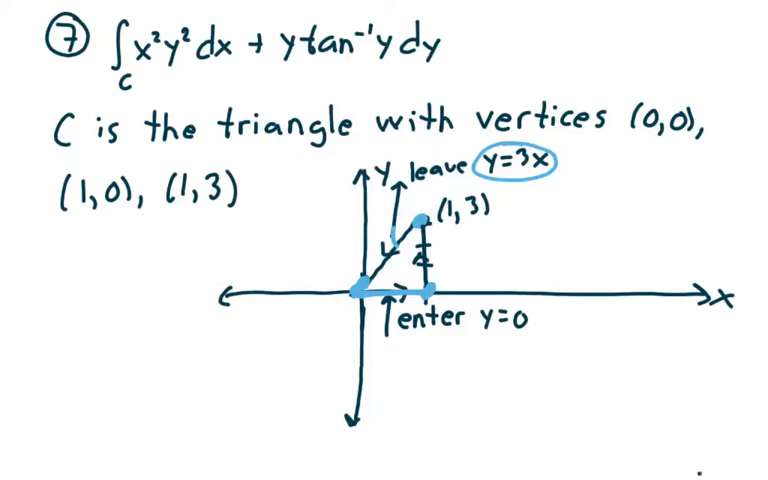So what I do is I draw an arrow and I go, oh, I notice that I hit the x-axis first, right? So I enter y equals 0. And then I leave the line through the points (0, 0) and (1, 3). So I enter the x-axis, I leave y equals 3x, because that's the equation of the line through the points (0, 0) and (1, 3).